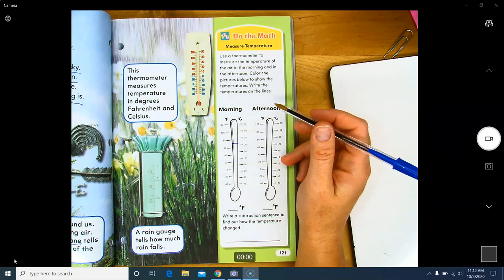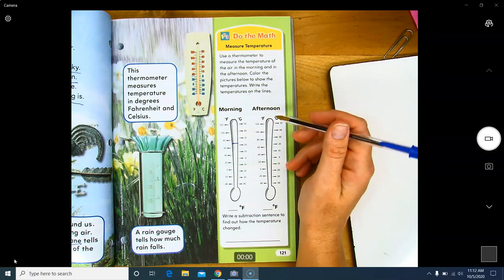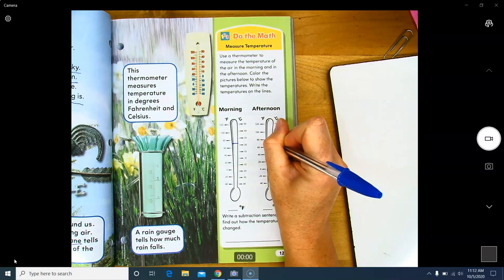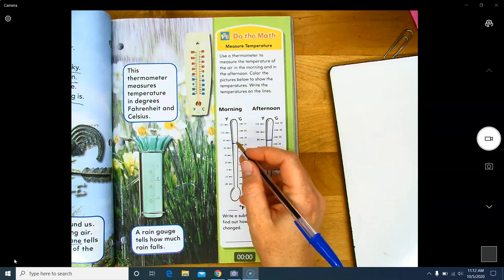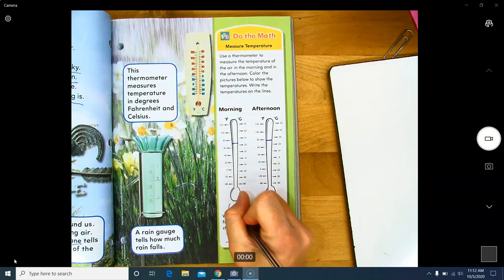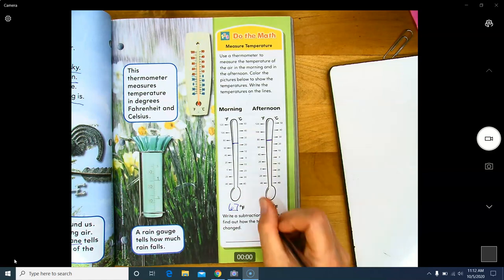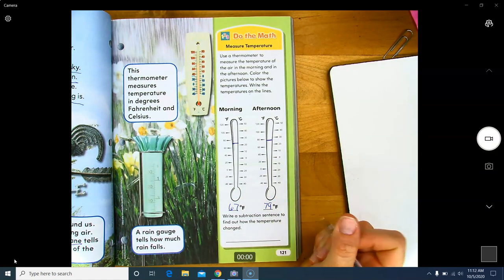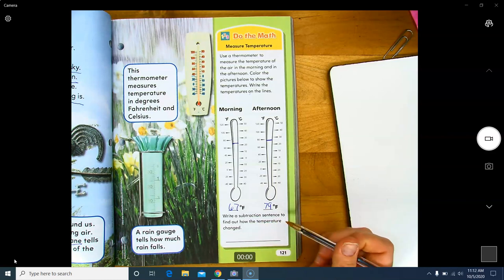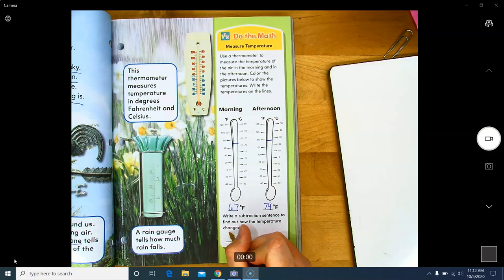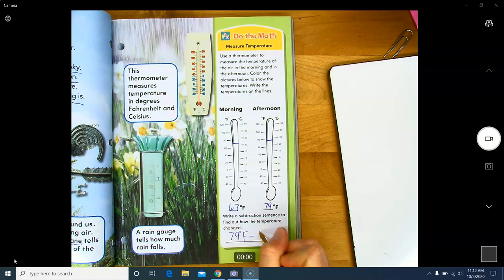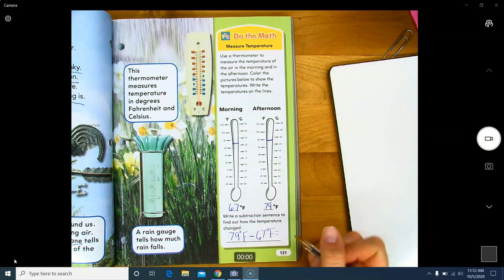And then this afternoon, it hasn't made it here yet, but I think it's supposed to be closer to the 80s. Okay, so it's a little bit higher. So I'll say for the morning was about 67, and this afternoon it would probably be about 79. Write a subtraction sentence to find out how the temperature changed. So this is my bigger number when we're subtracting. It'll be 79 degrees Fahrenheit minus 67 degrees Fahrenheit.